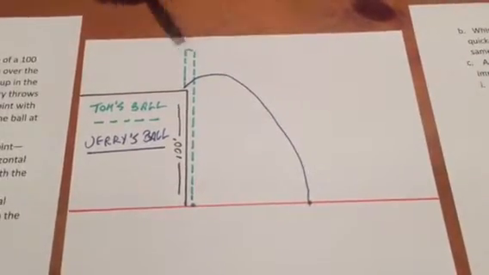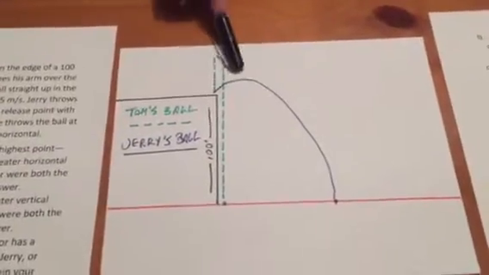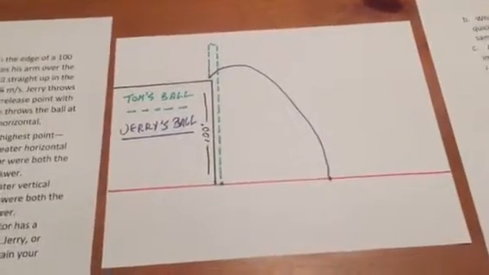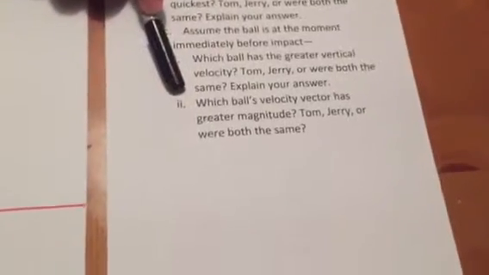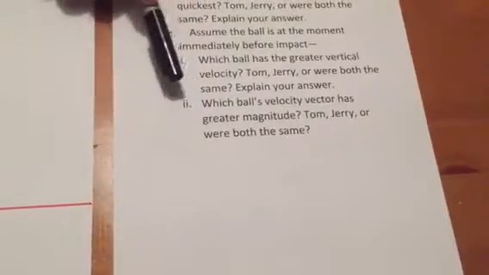If we just think about dropping two balls from different heights, it's easy to realize that the ball dropped from the greater height is going to reach the ground at a greater velocity than the ball dropped from a lower height. It has more height, more room to go, and so it's going to build up more vertical velocity than Jerry's ball, which is just not as high as Tom's. So there's that one. And the second question to part C is, which ball's velocity vector has a greater magnitude?